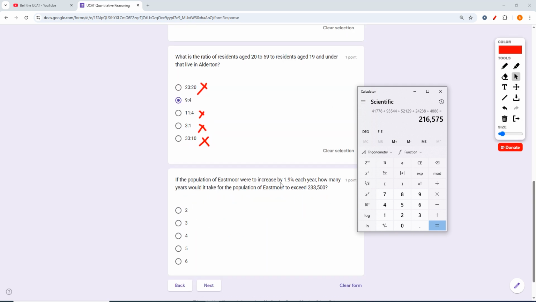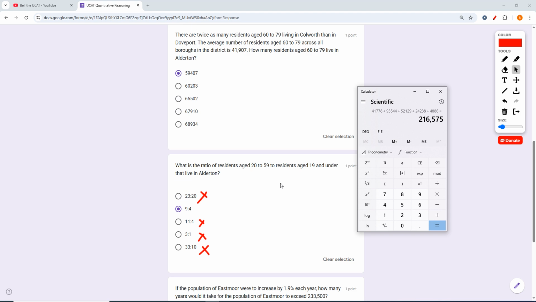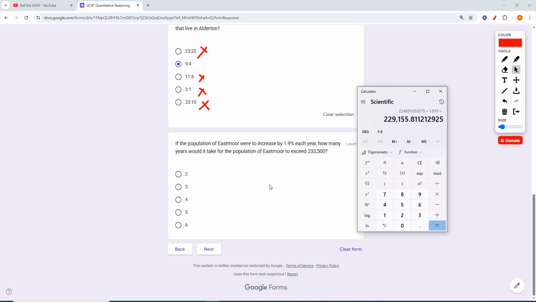216,575. I need to get to this. Now, what do I do? The first one, I just use common sense. 1.019, double it. Oh, I got it. Times by 1.019 once, twice, three times. I know the 4th time will be my answer. 1.019, bang, 233,500. The answer is 4.